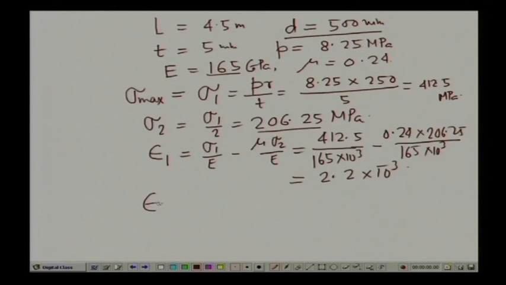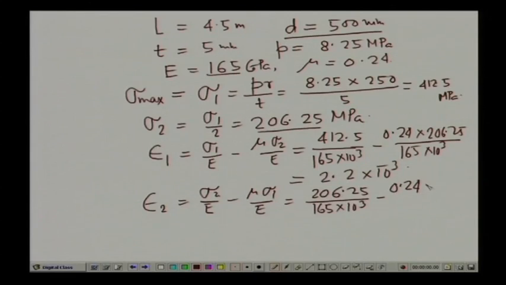Consequently, we can compute the strain epsilon 2, which is sigma 2 by E minus mu sigma 1 by E, which is equal to 206.25 divided by 165 into 10 to the power 3 minus 0.24 into 412.5 divided by 165 into 10 to the power 3, and this consequently gives us a value of 0.5 into 10 to the power minus 3.